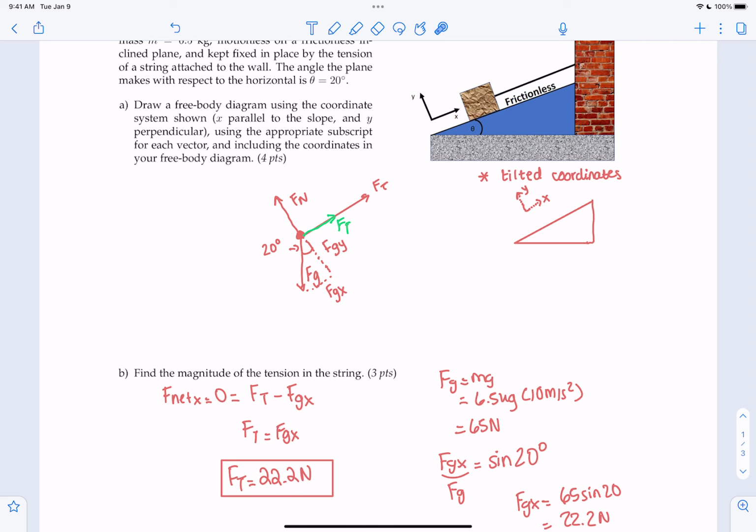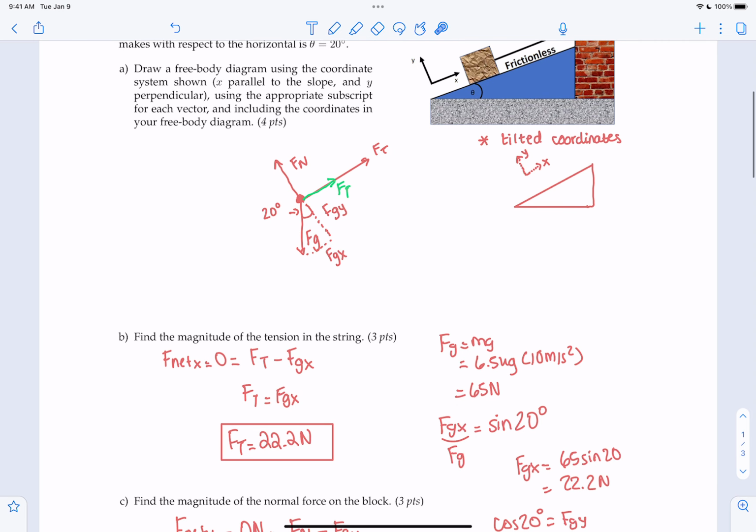Well, what force might give me some relation to the mass? That's the force of gravity. Force of gravity is equal to mg. There's the mass, and I know the acceleration due to gravity is 10 meters per second squared. So I get the force of gravity now. How does that help? For part B, we were looking for a force in the x direction. Fg isn't necessarily in the x direction because of this tilted coordinate system.